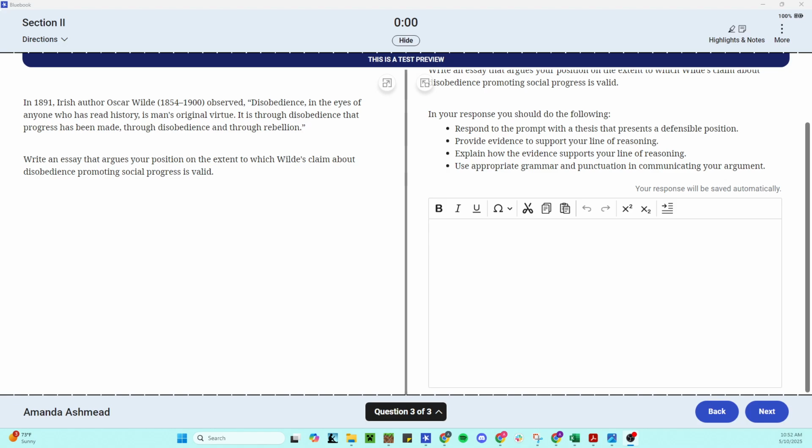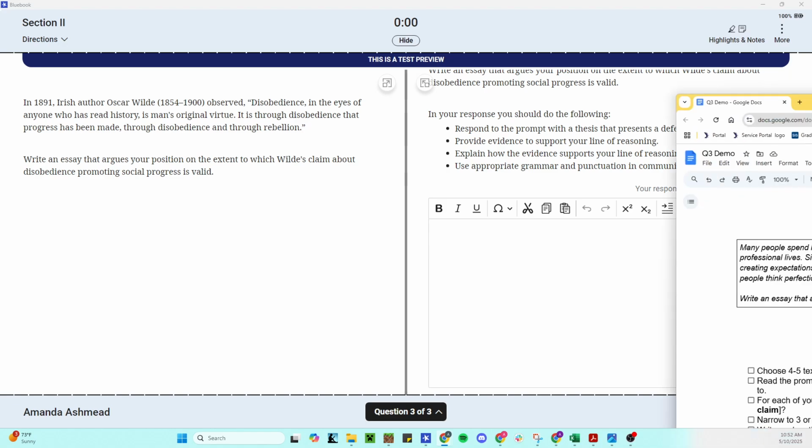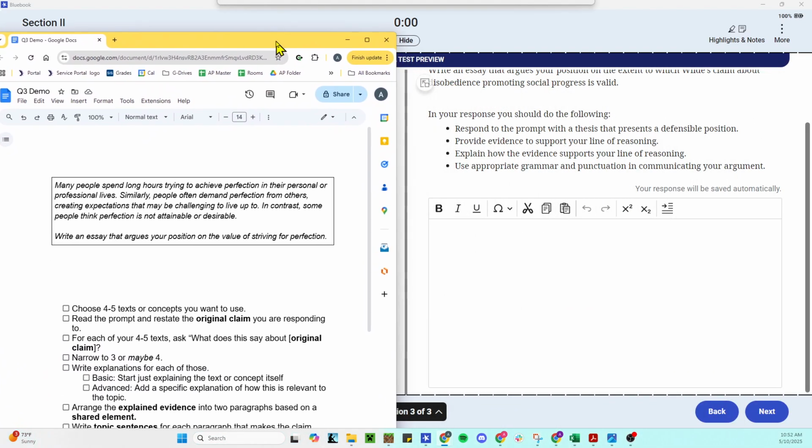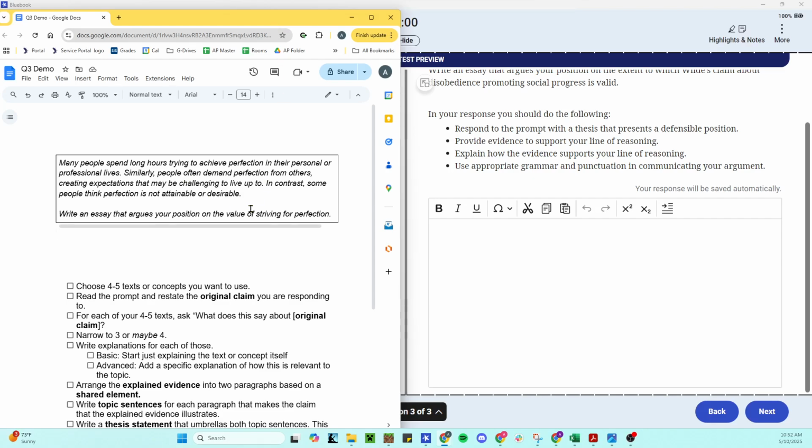However, in the test preview, because I want to do it in real Bluebook, the Q3 prompt is one that we have seen before. So one thing I would like to do is come over here and put this here, and we're going to use this as our prompt just for this one, okay?